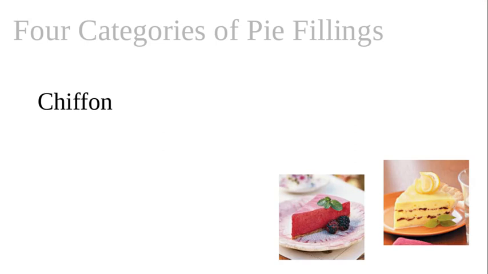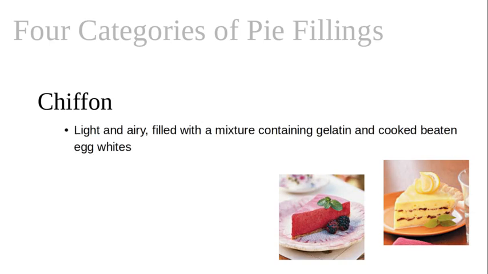All right, so the last one is chiffon. Chiffon is just a really light pie filling. It's really light and airy. Typically, it has gelatin and it then is folded in with meringue. That's beaten egg whites with sugar. You beat that for a really long time and that turns into meringue.